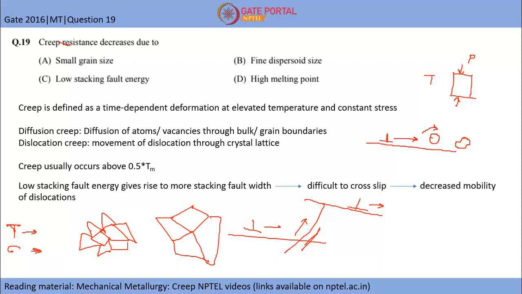Hence, this material will creep faster than this material because diffusion is high here rather than here. Hence this will decrease the creep resistance, and which is A, because of smaller grain size and a large number of grain boundaries fraction. Hence the correct answer is A here.